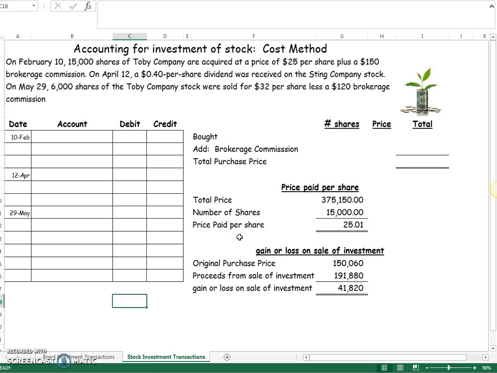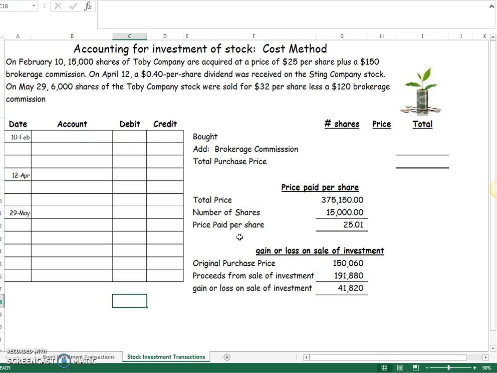Okay, now let's talk about how to account for an investment in stocks. So when you're doing this, you'll need to look and see which method you'll be using. And you'll do that by looking at the ownership percentage. And for this problem, we're going to assume that we own less than 20% of the company stock that we're buying.